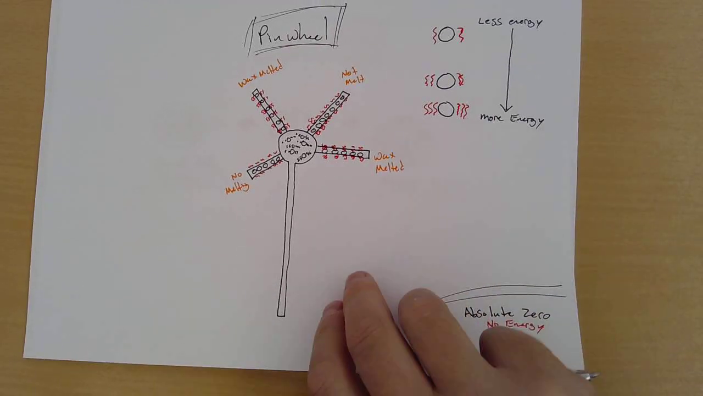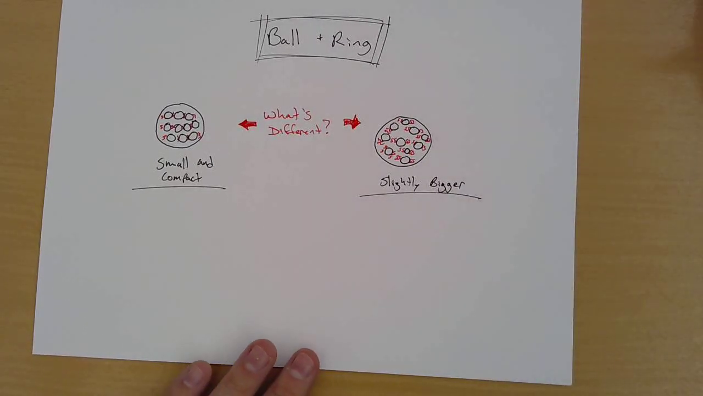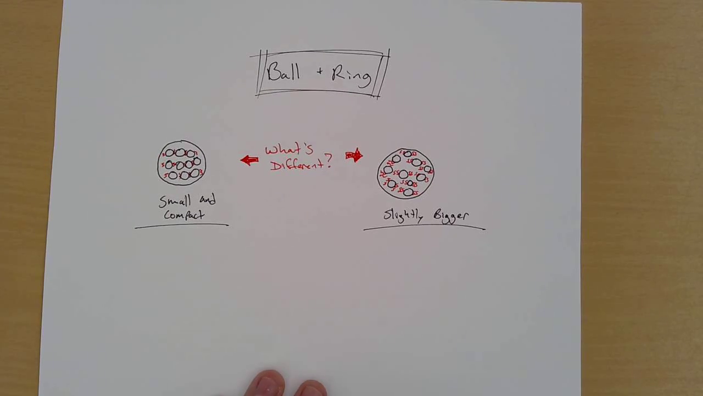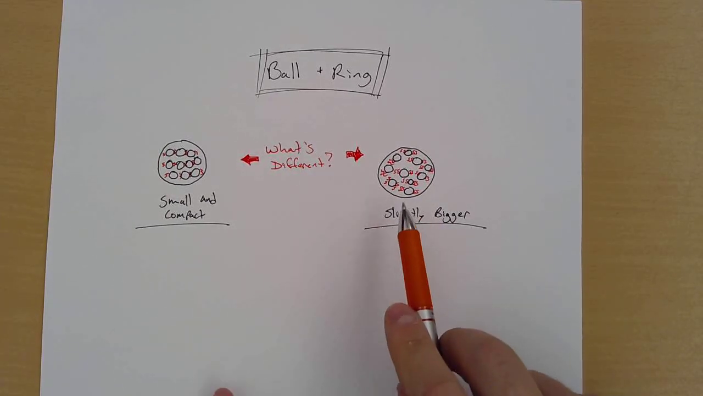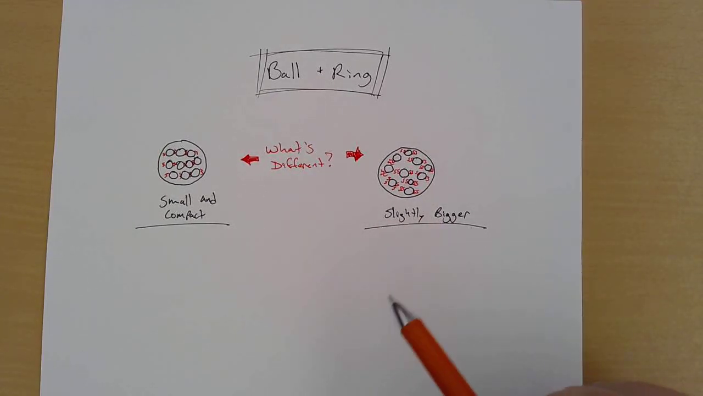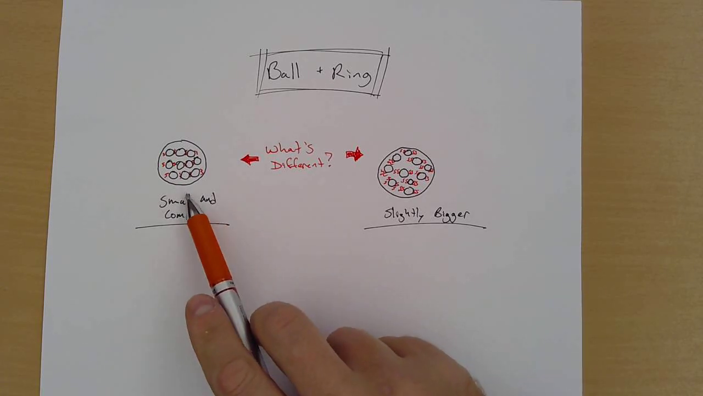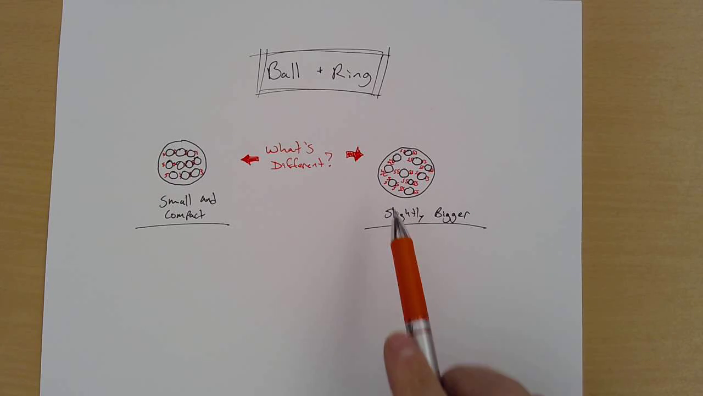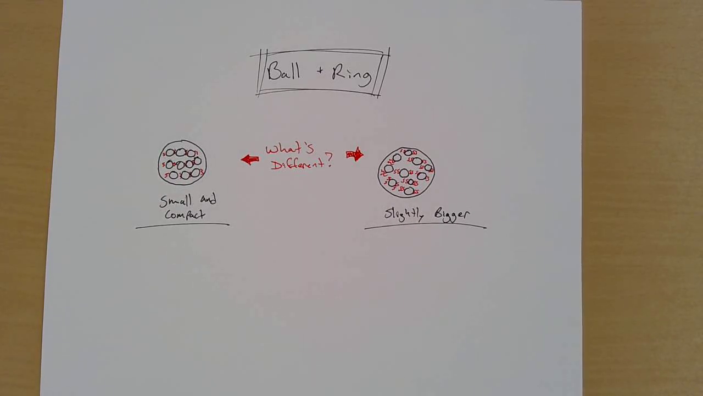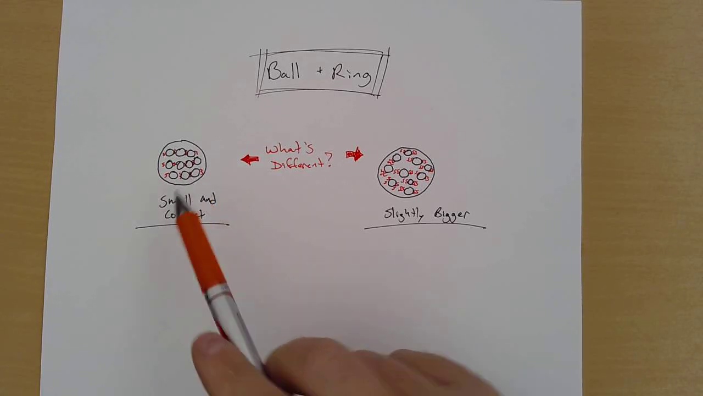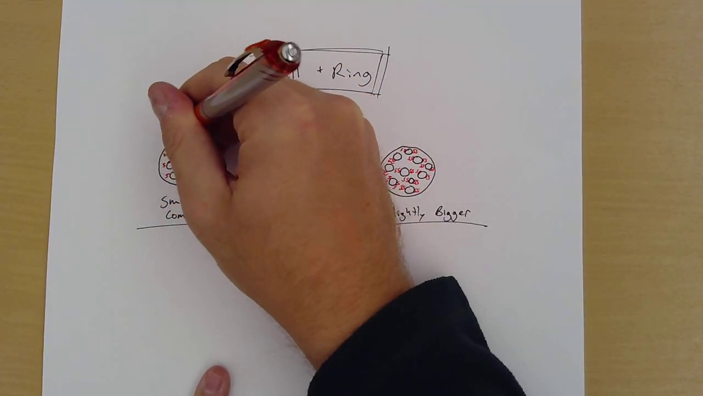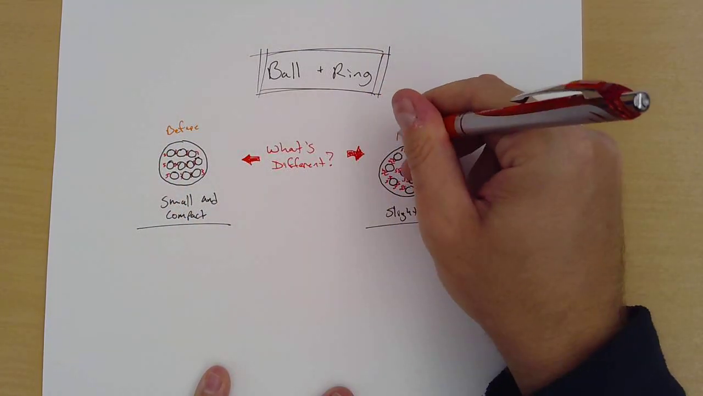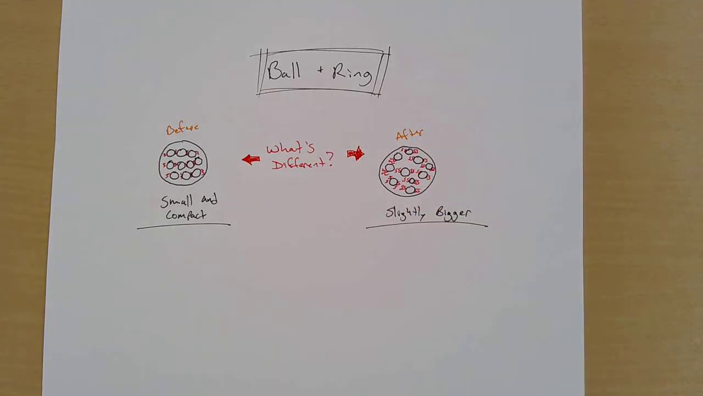But let's look at a different model. The ball and ring. So what's different between these 2? This was slightly bigger. It did not fit through the ring. This was smaller, fit through the ring easily. Well, this one had more energy, and that increase in energy caused those particles to space out. Now, what I want to notice here is this is a before, this is an after of the same object.